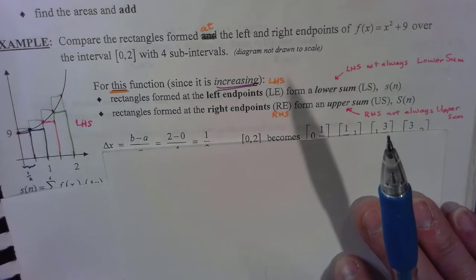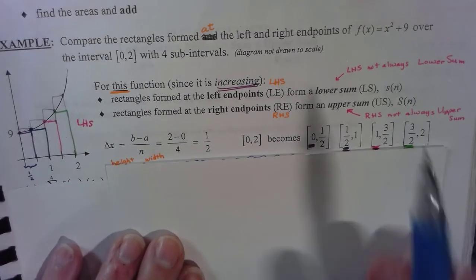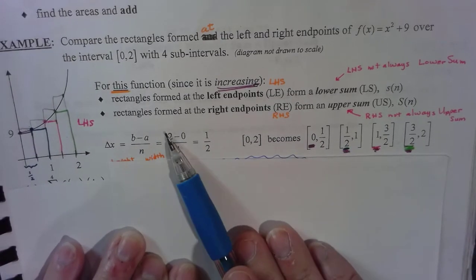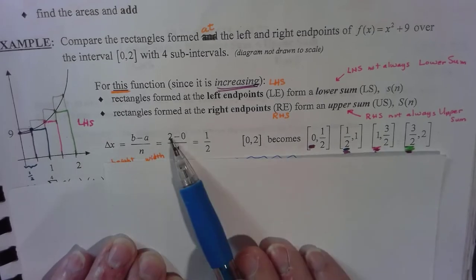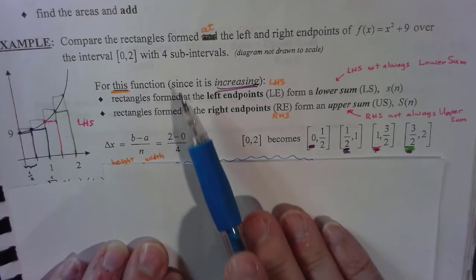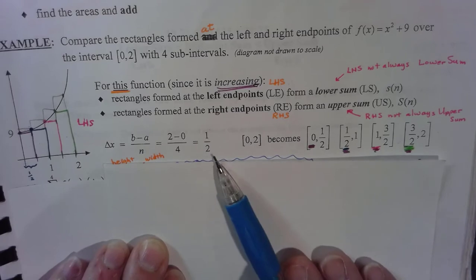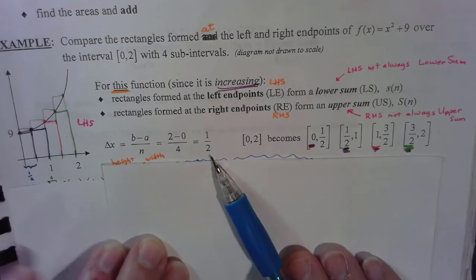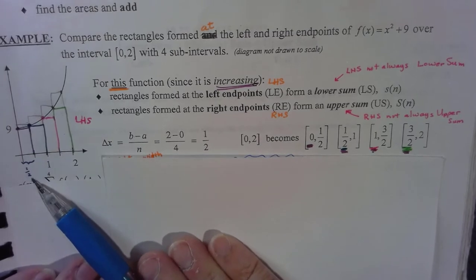So how do I figure out how wide each subinterval is? Well, delta x is (b minus a) over n. My right endpoint is 2. My left endpoint of my interval is 0. And it says here to make 4 subintervals, so 4. So that makes delta x 1/2. What does that mean? That means the width of each rectangle is 1/2.